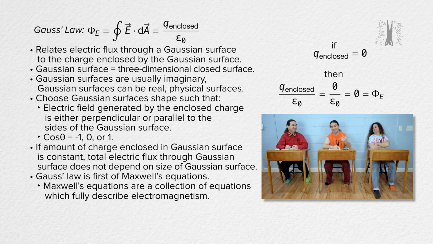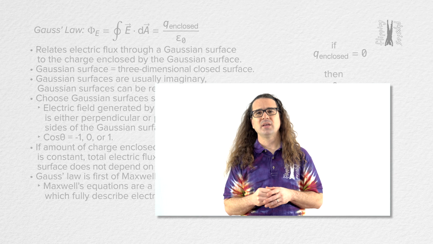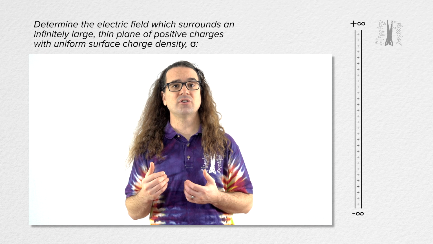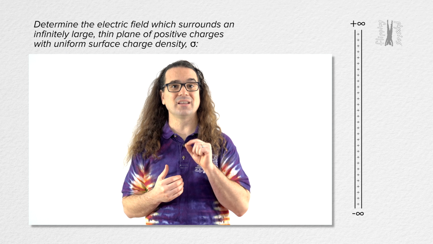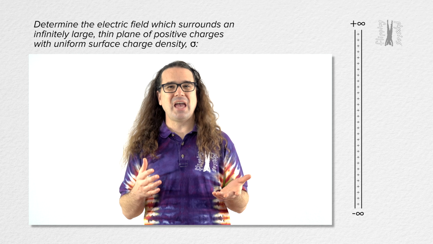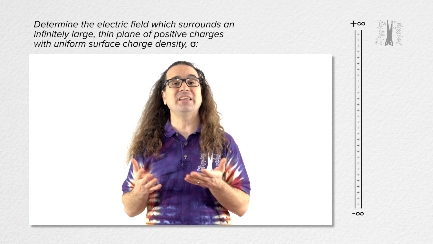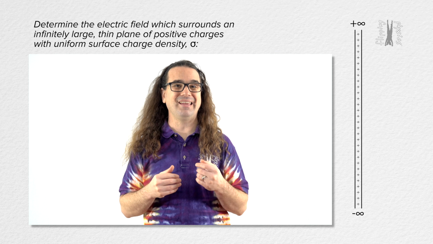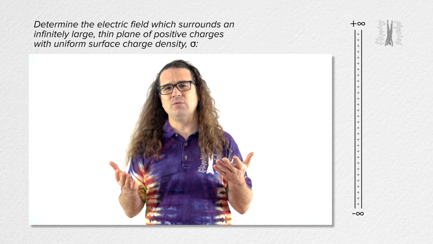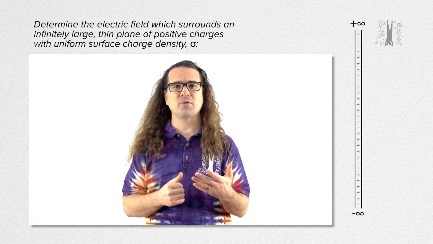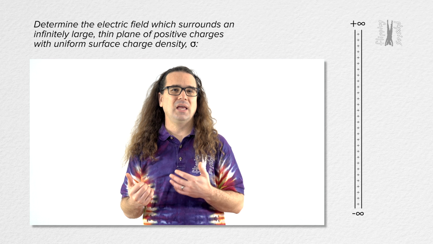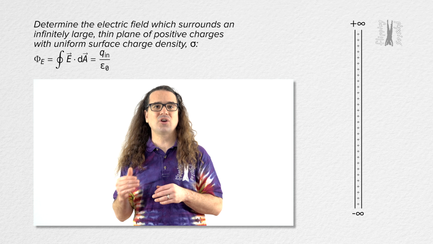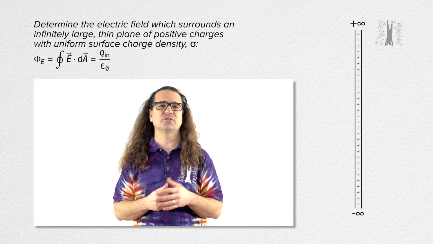Thanks, Bobby. Yeah. Let's do another example using Gauss's law. Let's determine the electric field which surrounds an infinitely large, thin plane of positive charges with uniform surface charge density, lowercase sigma. Basically, we have an infinitely large, infinitesimally thin, two-dimensional plane of positive charges which are evenly spread out through the infinite plane. It's like a really, really large sheet of paper with a uniform positive charge per unit area. And our job is to use Gauss's law to determine the electric field which surrounds and is caused by the infinite plane of positive charges.